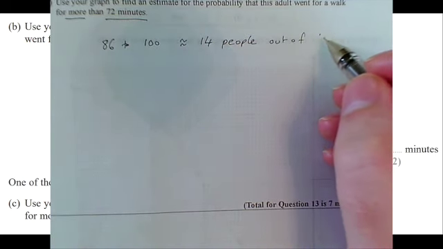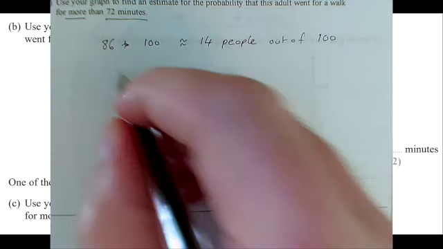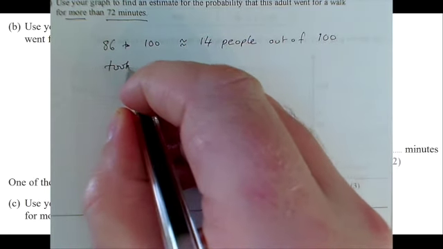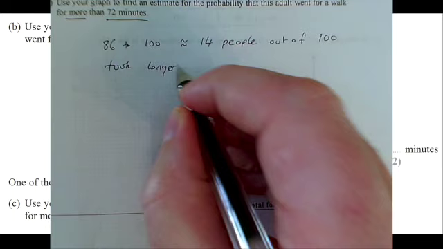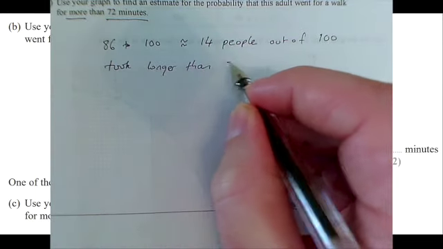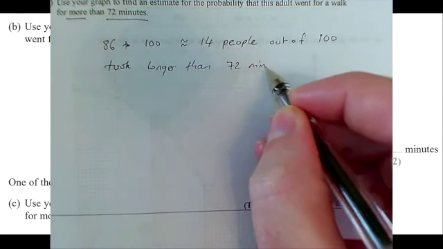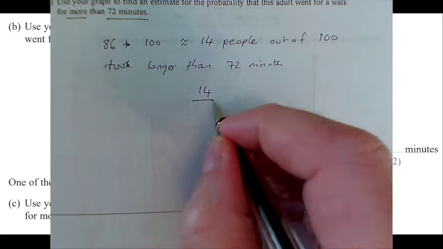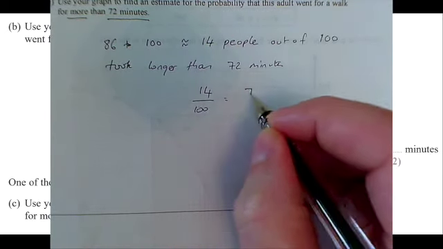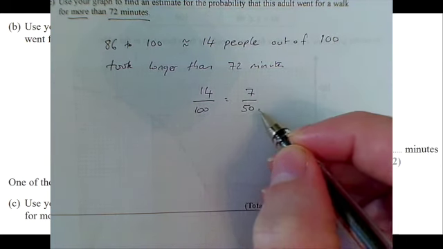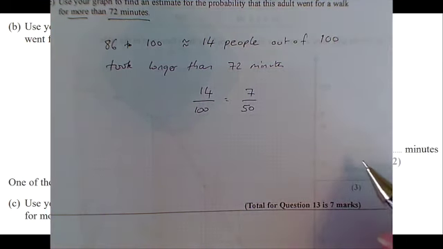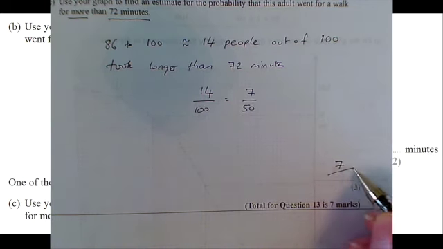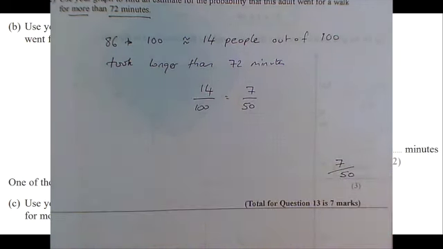So that's 14 out of the 100. And of course, 14 out of 100 is 0.14, or you could write it as a fraction. I'd prefer fractions, but you don't have to do it like this. You could write 0.14. I'm going to write 14 out of 100, which is the same as 7 out of 50. So I think the answer's 7/50ths, or about 0.14 probability of taking more than 72 minutes.